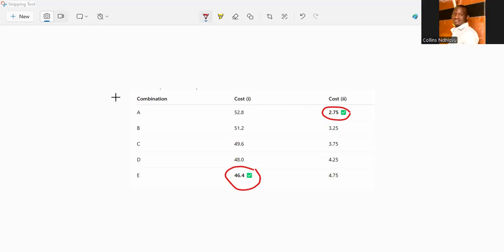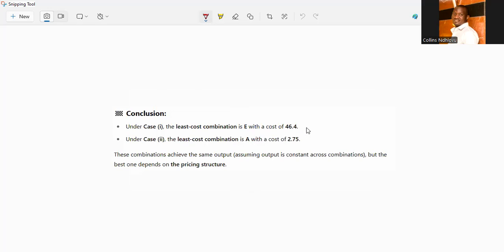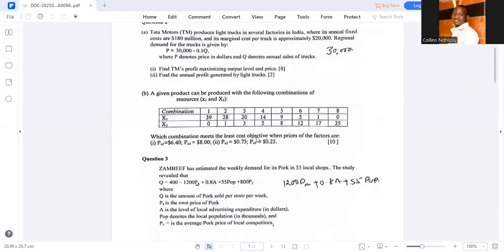So our conclusion, therefore, would be that under case 1, the least cost combination is at E, where we got what? 46.4. Under case 2, the least combination is at point A, where we got 2.5. Okay, so we have 2 points. Okay, so you're choosing the values from here that are attainable. So we have discovered which combinations will give us a cost that will be lowest.